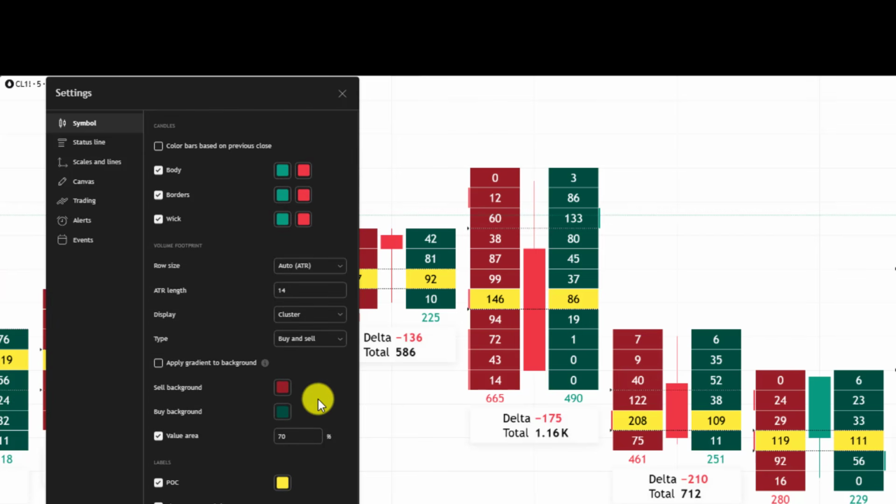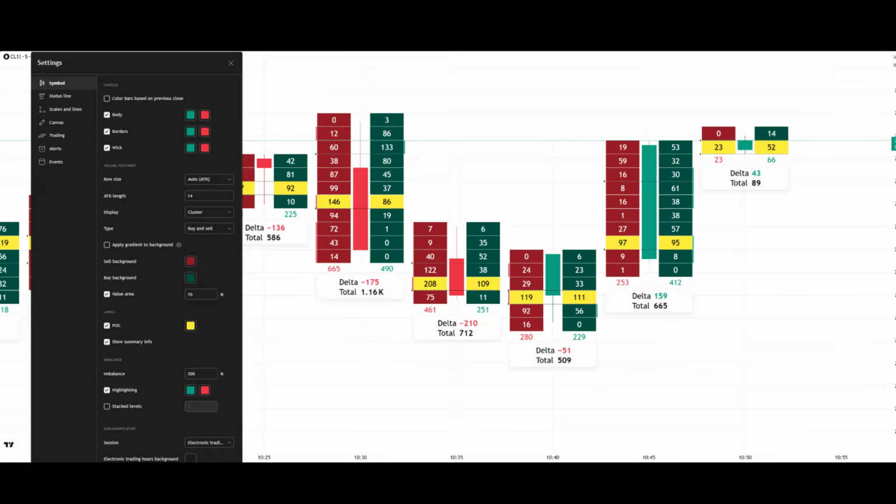And then going back up to the top, we got row size. This controls how price levels are grouped per bar. ATR, average true range, adapts based on volatility, which is good to have there. But if you want, you can set it manually, but I'm going to recommend that you keep the auto ATR 14 on unless you're trading a specific tick size strategy, for example on the oil here, or the Nasdaq 100, the S&P 500 for example.